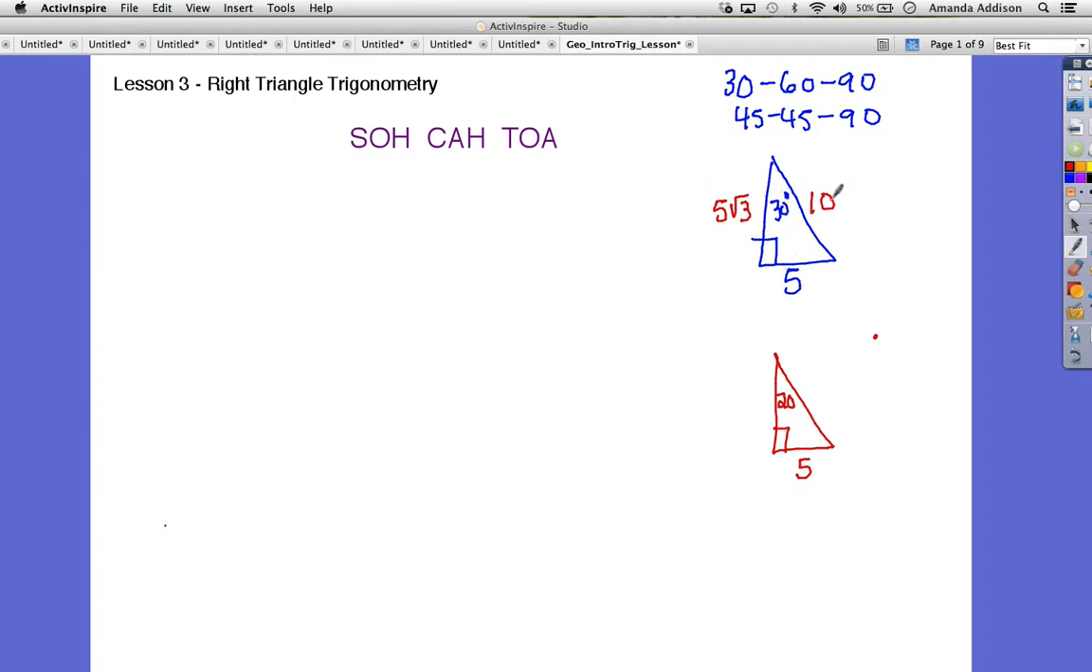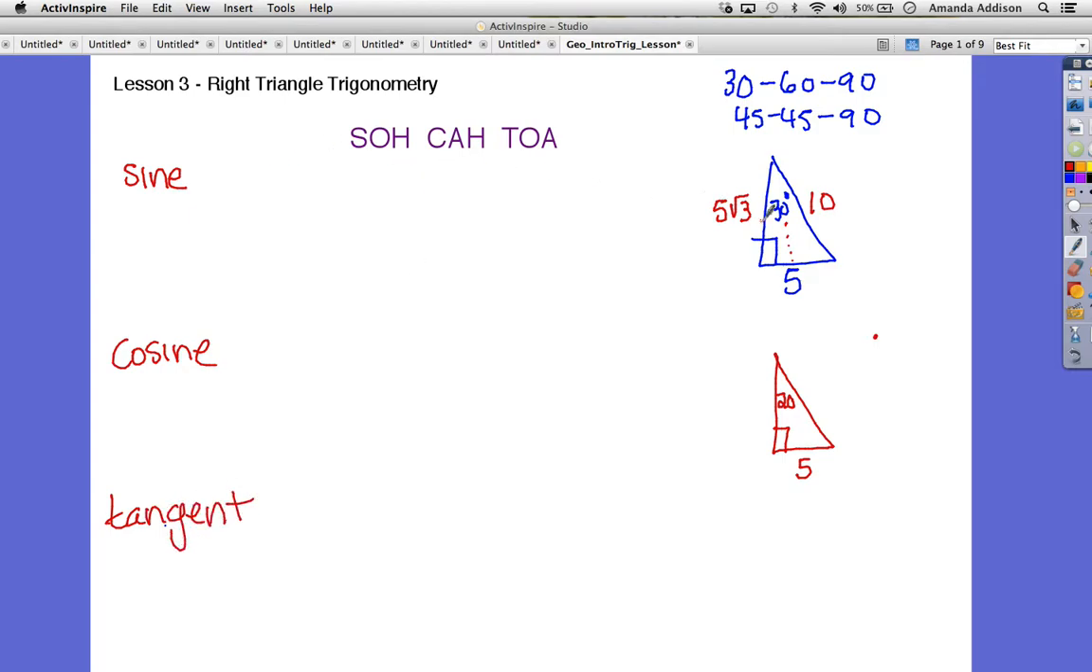You notice that in 30-60-90s, for example, the ratio of the side opposite the 30 degrees and the hypotenuse was always in a 1:2 ratio. That ratio where you compare the opposite side to the hypotenuse is called the sine ratio. Okay, so we have sine, cosine, and tangent as three special ratios.